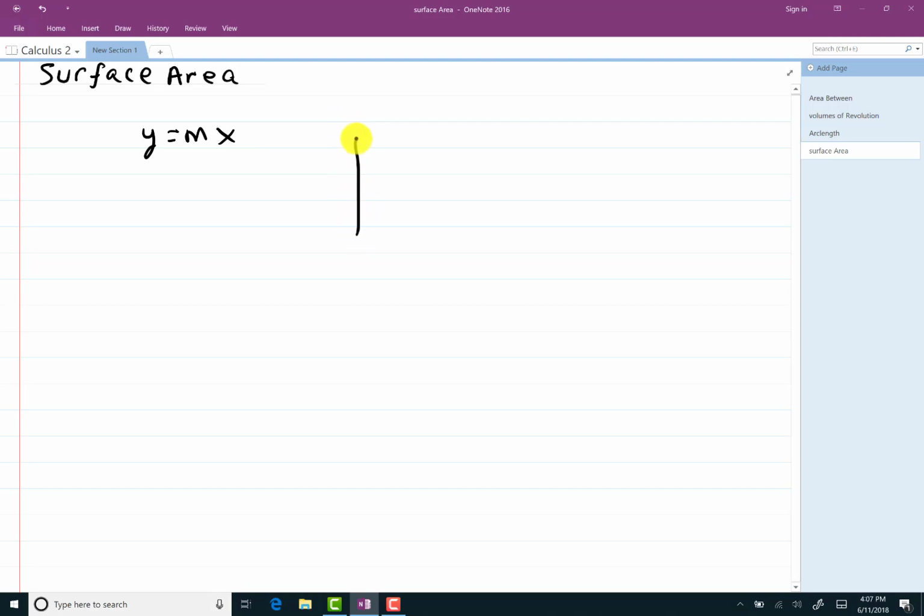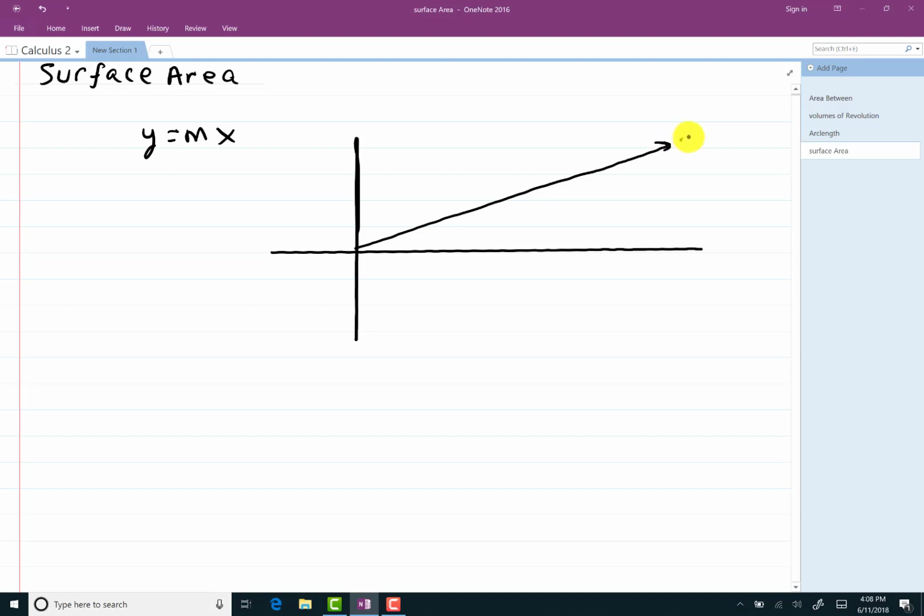Let me go ahead and draw a rough sketch of what this looks like. So we would have the x-axis. Okay, so we have the line y equals mx. Now I intend to rotate that about the x-axis. So it's going to be rotated about the x-axis.